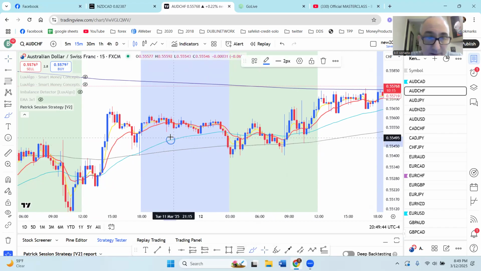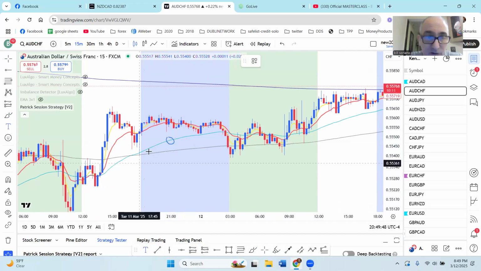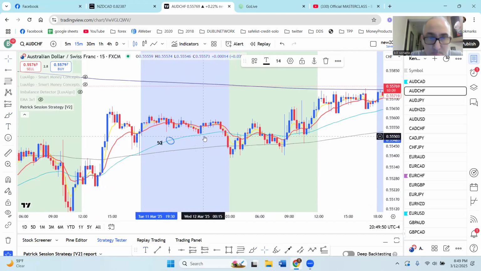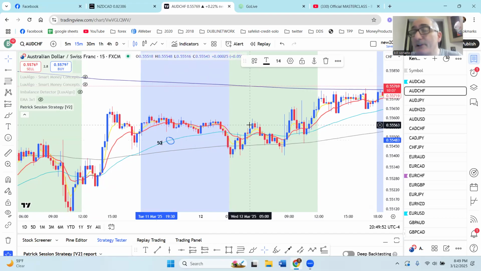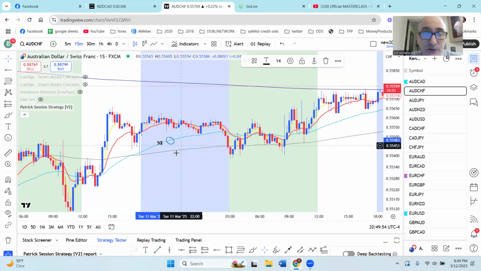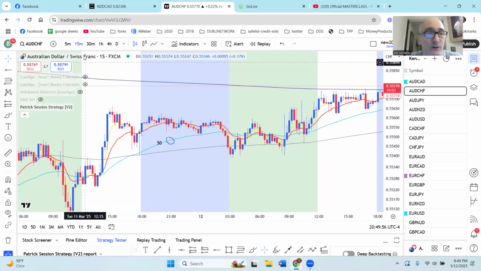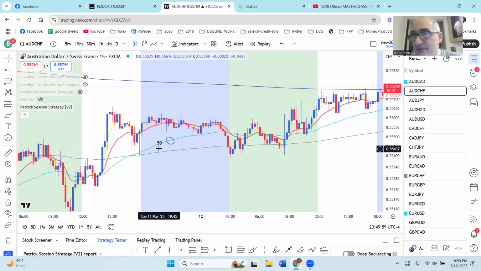This is the teal one. This is the 50, right? That's the 50-day moving average. I'm sorry, it's the 50 period, not the 50 day. So whatever your time frame you're on, we're on the 15 minute, then that's 50 15-minute candles, right? It's not a day, it's an exponential moving average, but it's a 50 period.